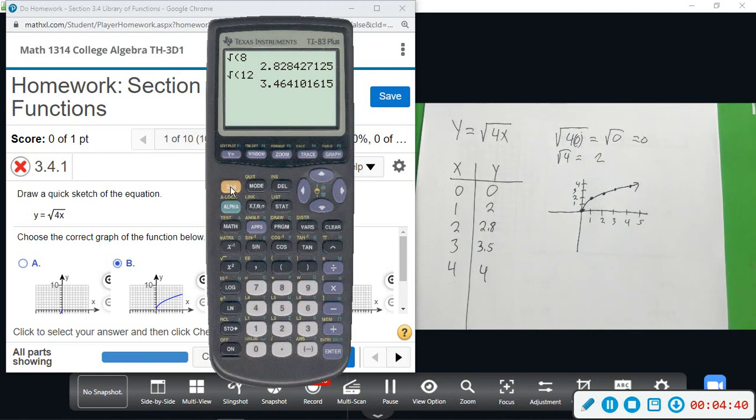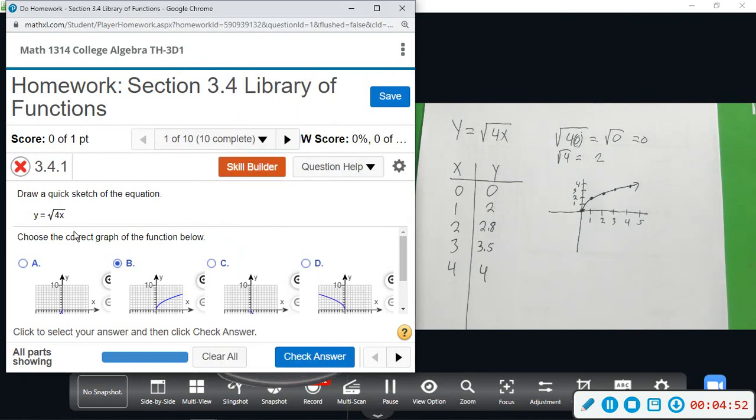You can also see the table from a graphing calculator. If you hit second graph, you see the table. You can get those little point estimates that we use as well. So you have those 3 ways, but you just have to pick the graph that matches. In this case, it's B.